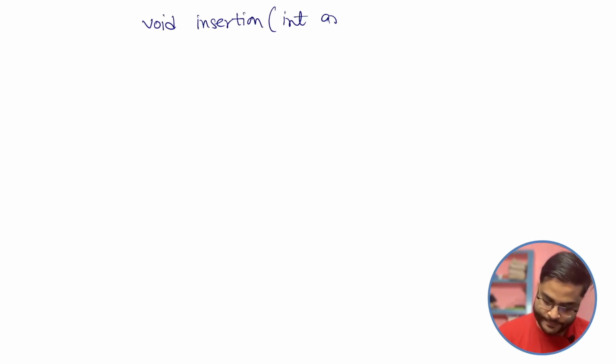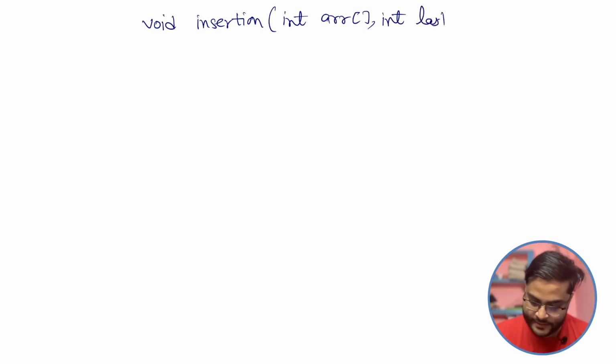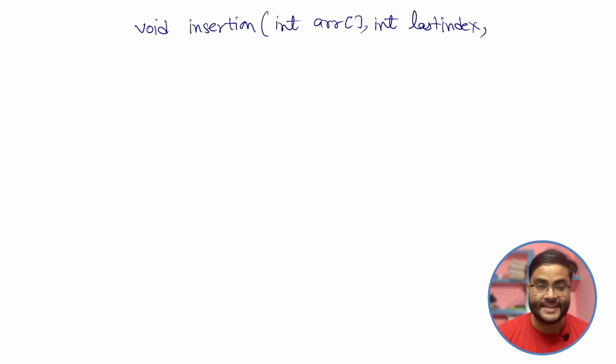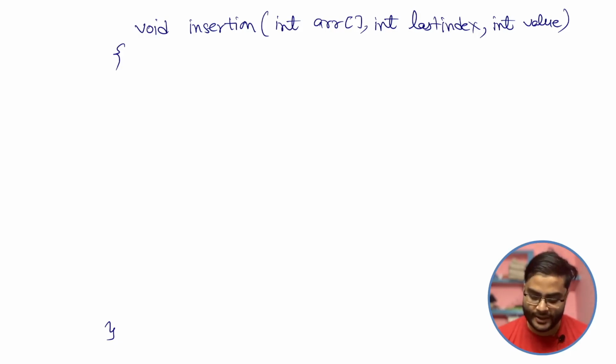So let's take a function insertion, and we will take an array. We will take the last index, because we will insert at the last index. So let's take last index and the value which we want to insert. Last index will keep on incrementing as we keep on inserting. So let's pass it by reference.